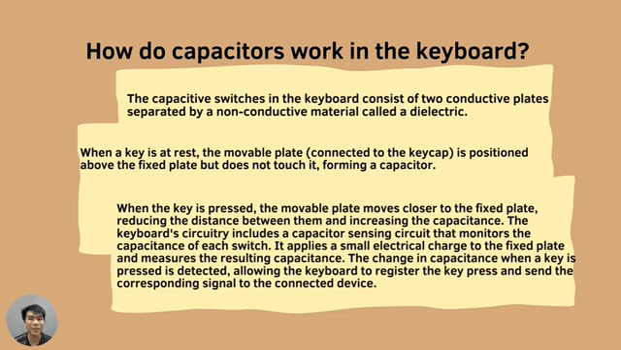The keyboard circuitry includes a capacitor sensing circuit that monitors the capacitance of each switch. It applies a small electrical charge to the fixed plate and measures the resulting capacitance. The change in the capacitance when a key is pressed is detected, allowing the keyboard to register the key press and send the corresponding signal to the connected device.